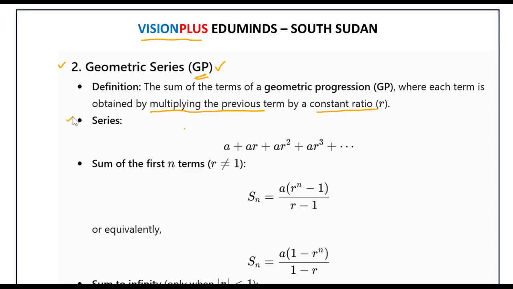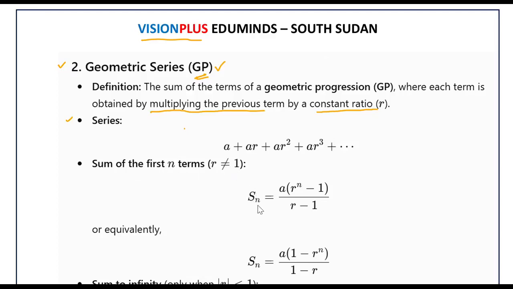An example of a series under GP is A plus AR. How did we obtain AR? We obtained it by multiplying A by a common ratio R. So A times R gives us AR. Now for us to get the third term, it is again AR times R, and we get AR squared. And the series continues. How do we get the sum of terms of the GP?